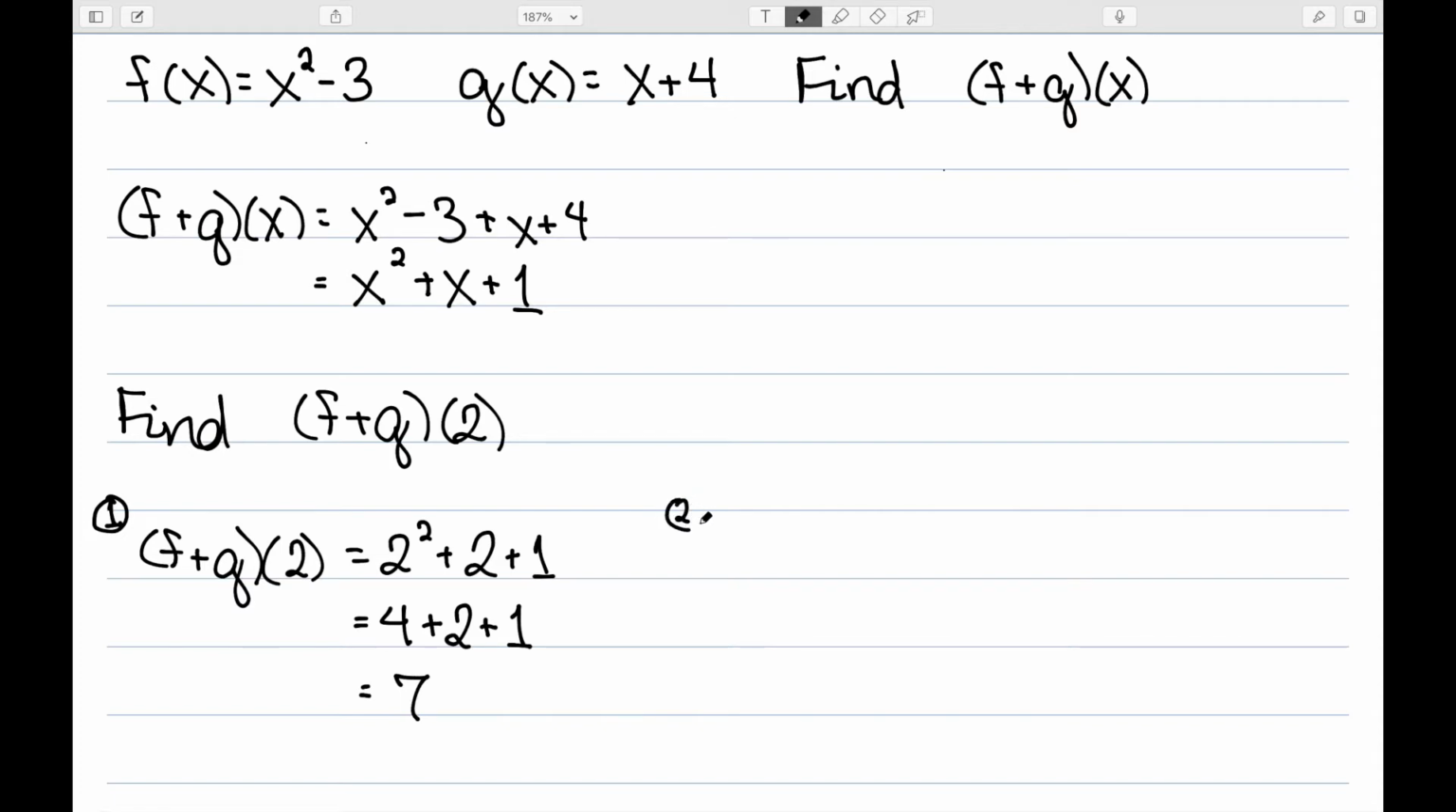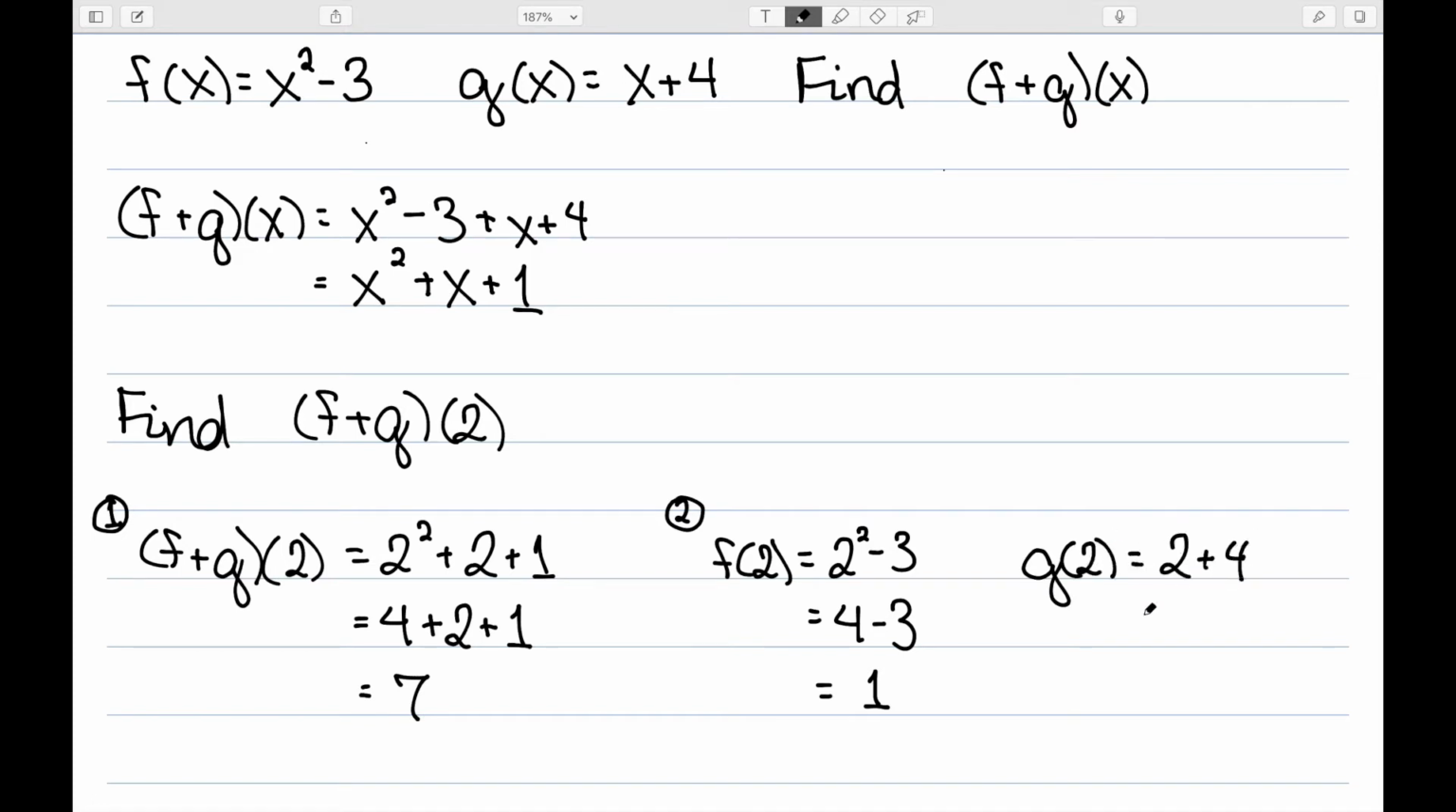The second way would be to look at each of these individually. We start by finding f of 2. That would be 2 squared minus 3, which is the same as 4 minus 3, or 1. We then find g of 2, which is 2 plus 4, or 6. And then we would get f plus g of 2 by just adding these two numbers together. 1 plus 6 gives us 7.